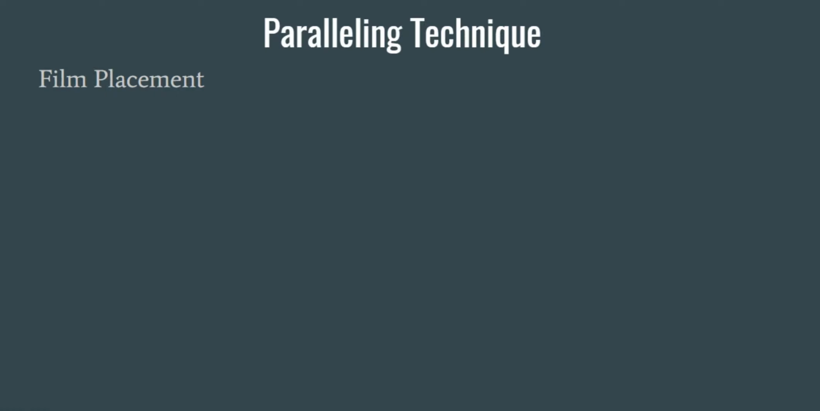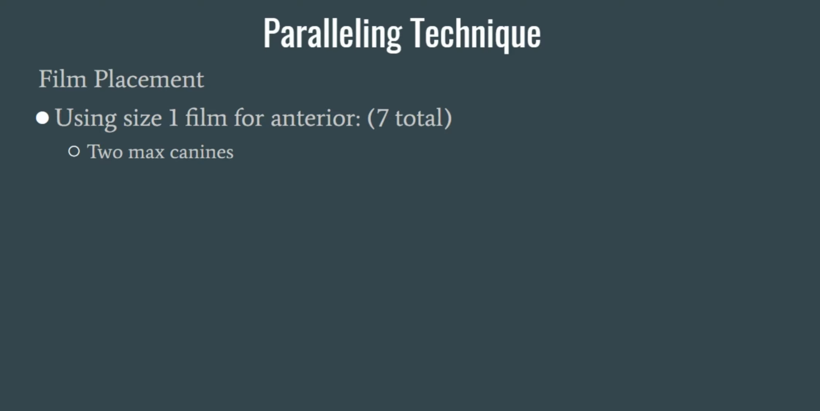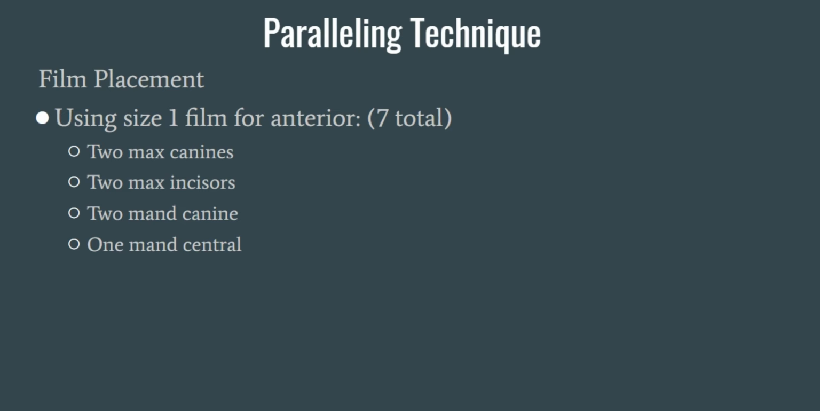So to review our film placement, if we are using a size 1 film for the anterior, which is the recommendation, there are going to be a total of 7 films. That's going to include 2 maxillary canines, 2 maxillary incisors, 2 mandibular canines, and 1 mandibular central that will have 4 teeth on it. So on that one film, you should have your right lateral incisor, both central incisors, and your left lateral incisor from the mandibular.